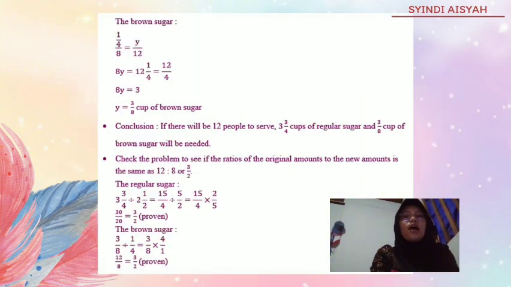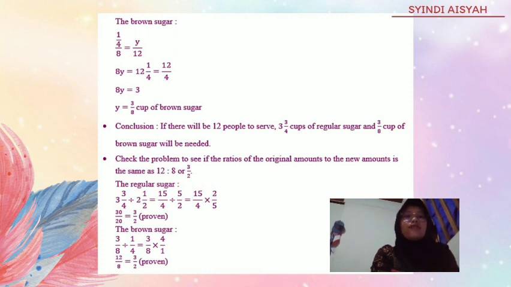The brown sugar: a quarter per 8 equals y per 12. 8y equals 12 times a quarter equals 12 over 4. 8y equals 3. y equals 3 over 8 cup of brown sugar. Conclusion: if there will be 12 people to serve, 3 and 3/4 cups of regular sugar and 3/8 cup of brown sugar will be needed.